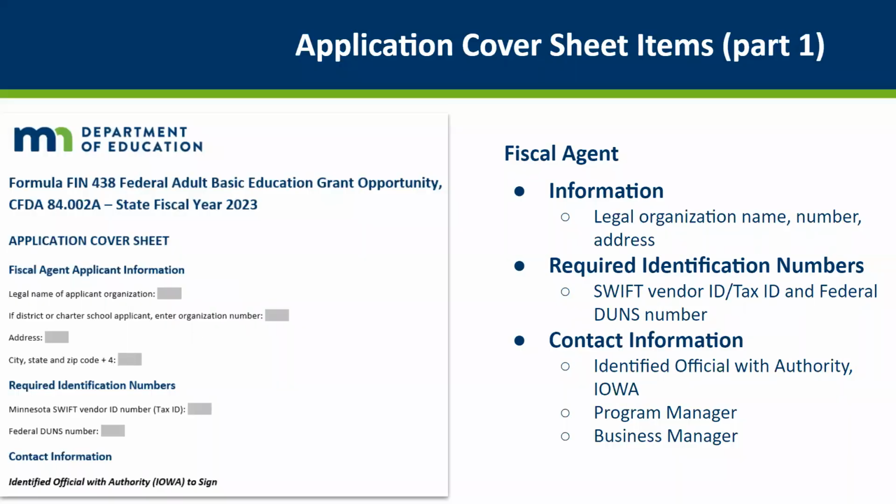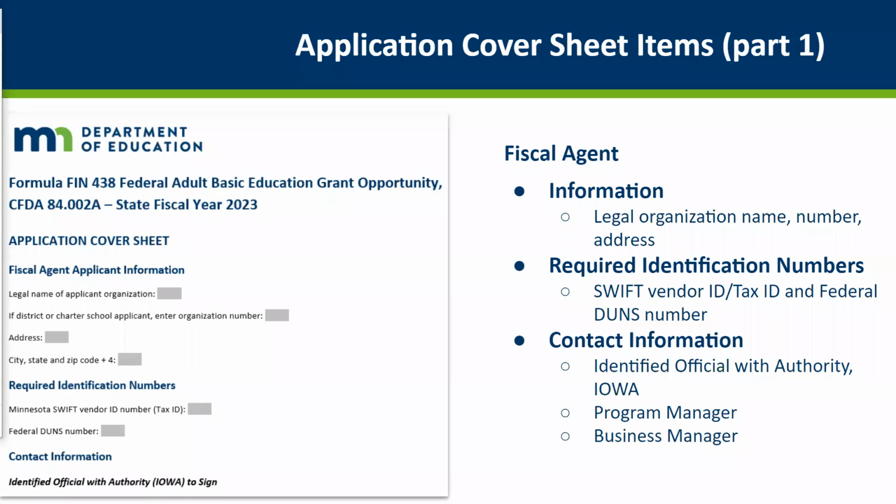So this document, there's a screenshot of it here on the left. That is what the document looks like. On this document, grantees will need to give information about the fiscal agent entity, which for many applicants we know is a school district, but for other applicants could be a different organization, such as a community-based organization.